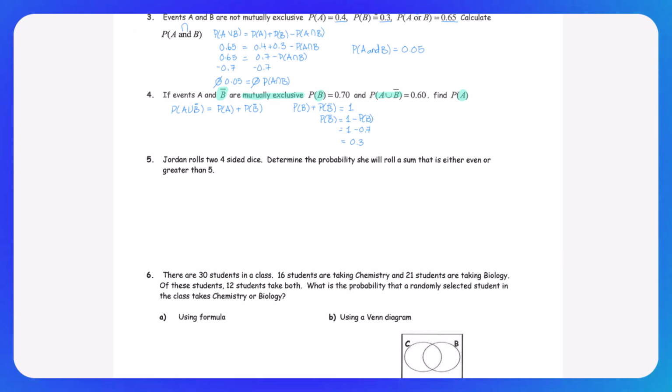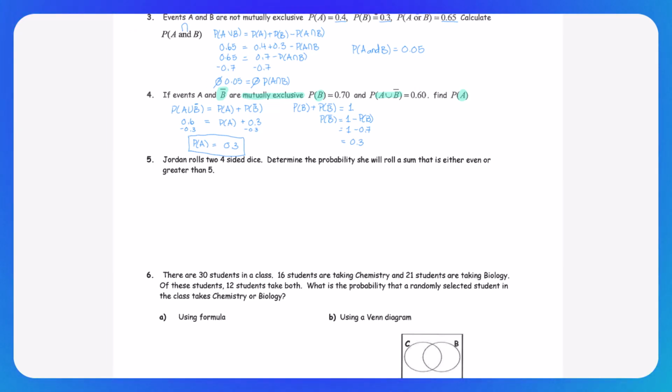Now coming back over to our original formula, now we have everything we need to figure this out. We have 0.6 right here. We're looking for the probability of A, and we know the probability of not B is 0.3. Subtracting 0.3 from both sides, we know that the probability of A is 0.6 minus 0.3, which is 0.3. So the probability of A is 0.3.